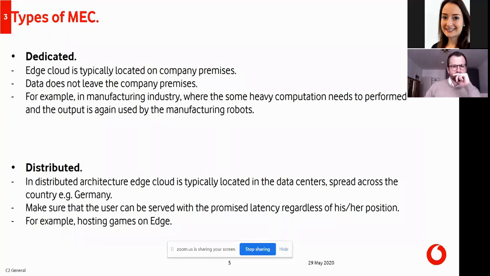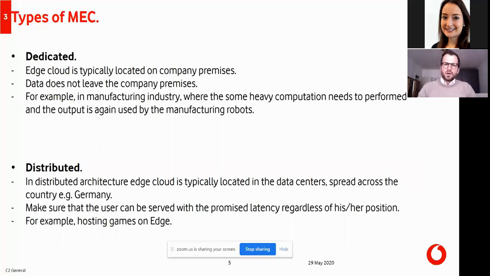Having said that, there are many types of MEC. There are two types that are really popular nowadays: dedicated and distributed. If I talk about a dedicated MEC, this is basically an edge cloud, which is typically on a company or industry premises. To give you an example, let's suppose we have a manufacturing industry, or an automotive car manufacturing industry.